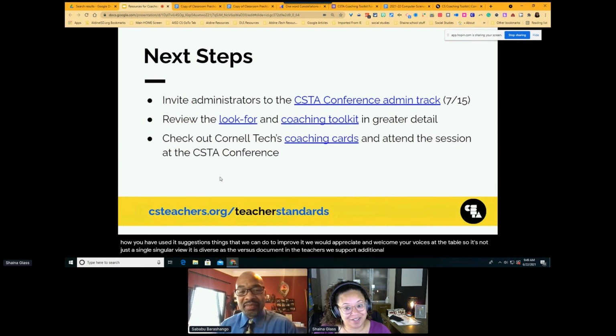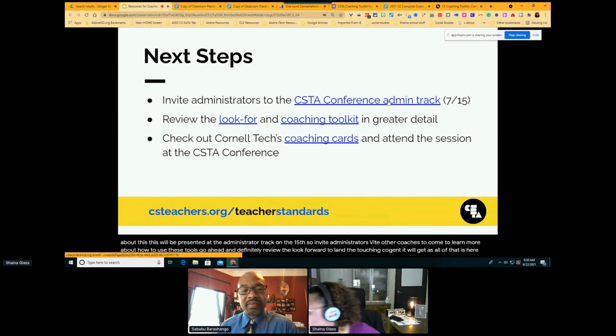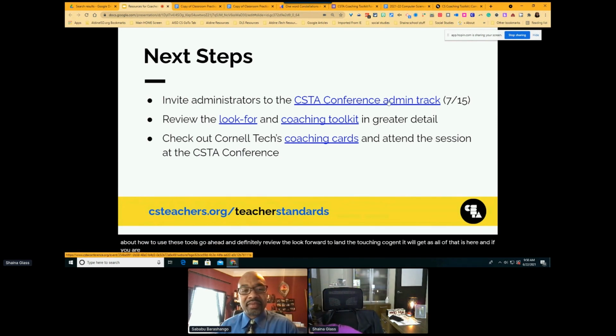Additional opportunities for you to learn more about this. This will be presented at the administrator track on the 15th. So invite administrators, invite other coaches to come to learn more about how to use these tools. Go ahead and definitely review the Look For tool and the Coaching Toolkit, as all of that is here.